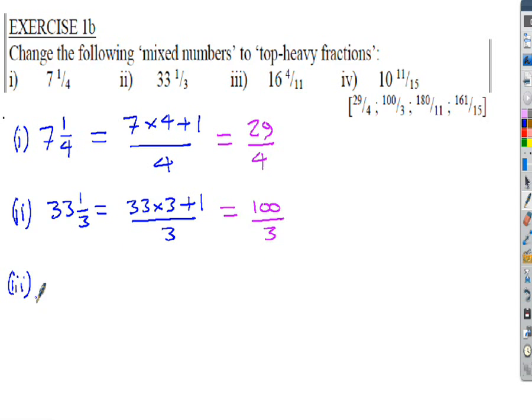Part 3, we're given 16 and 4/11. So that's equal to 16 multiplied by 11. That will be 176. Add 4, 180. And we divide that by 11.